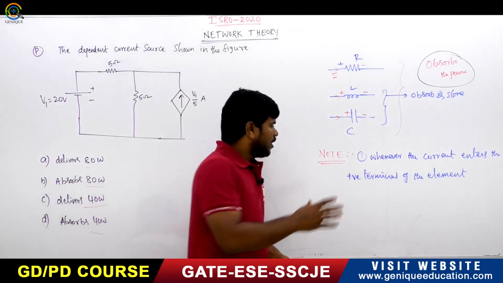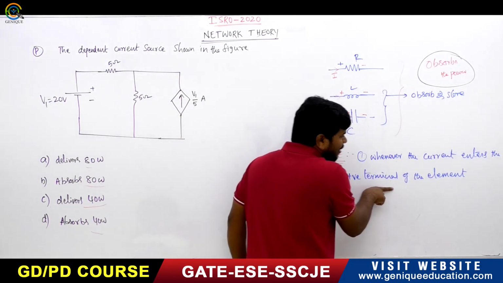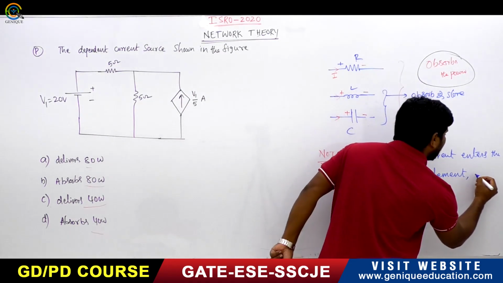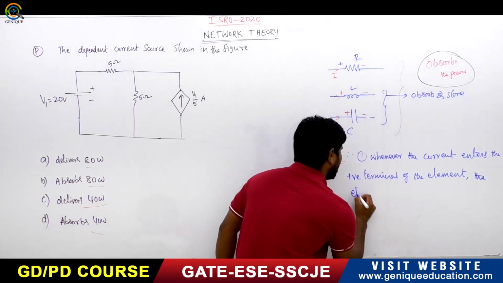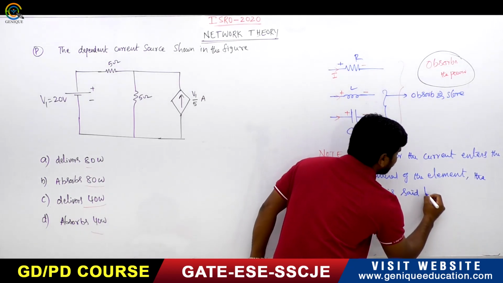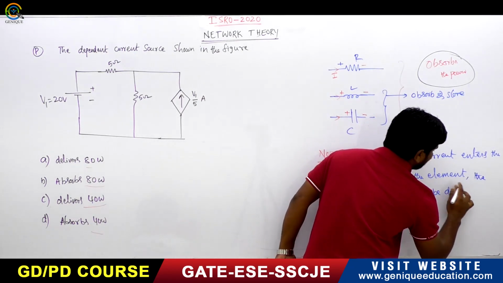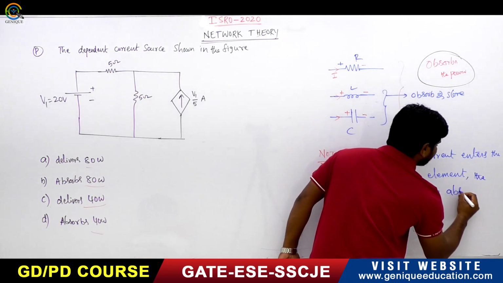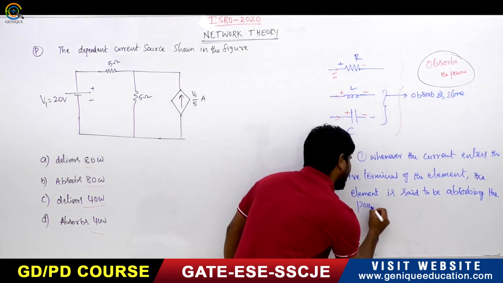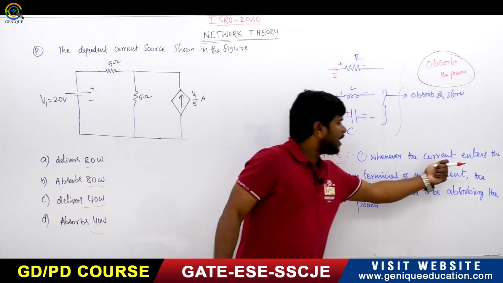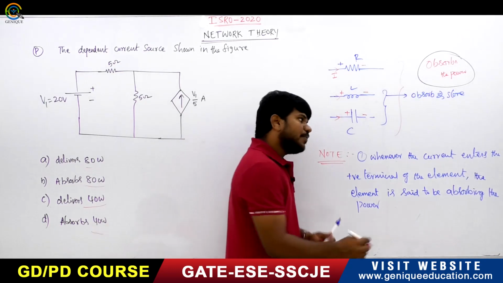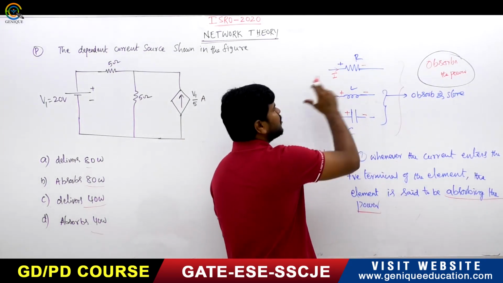Then what happens? Whenever the current enters the positive terminal of the element, the element is said to be, sorry, it is absorbing the power. So whenever the current enters the positive terminal of the element, the element is said to be absorbing the power.